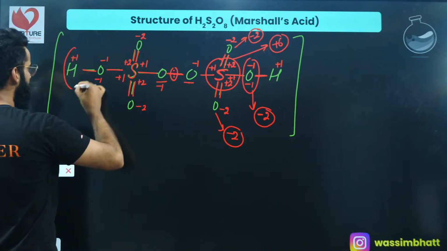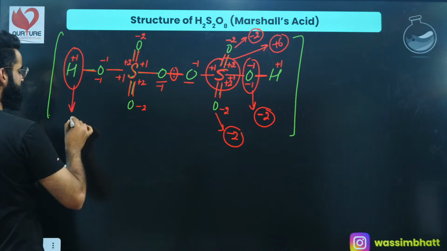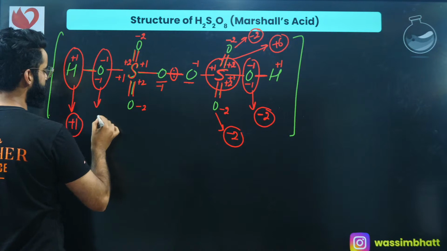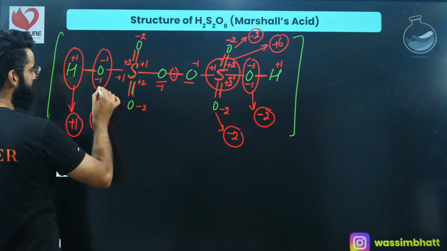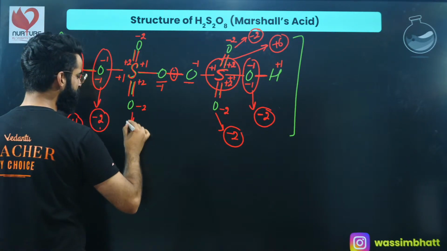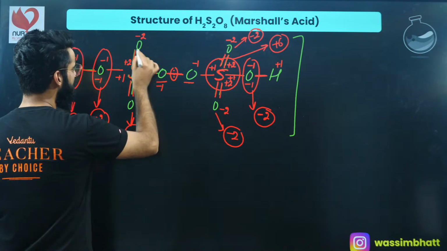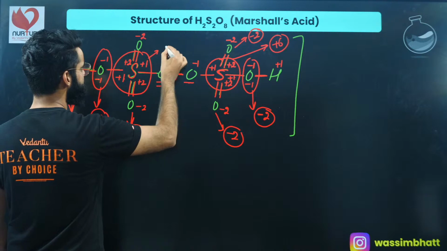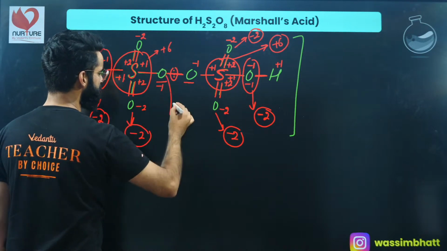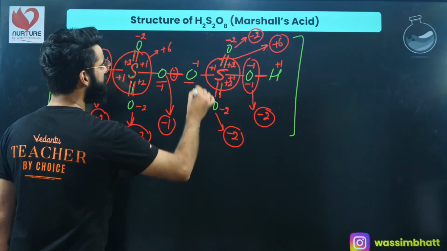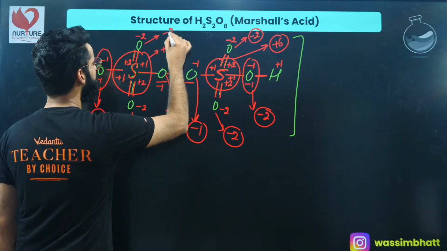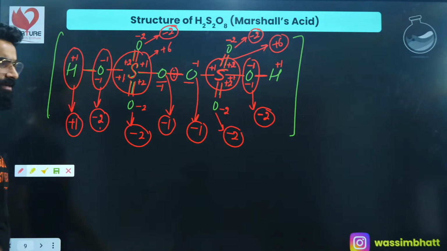See, what is the oxidation state of this hydrogen? What is the charge present on this hydrogen? +1. Charge present on this oxygen, it's -2. That means the oxidation state of this oxygen is -2. Charge present on this oxygen, it's -2, right? Charge present on this sulfur, +2, +3, +5, +6, right? Charge present on this oxygen, -1. Charge present on this oxygen, -1. Whatever can be asked, I have written every single thing over here for you, right? Okay.